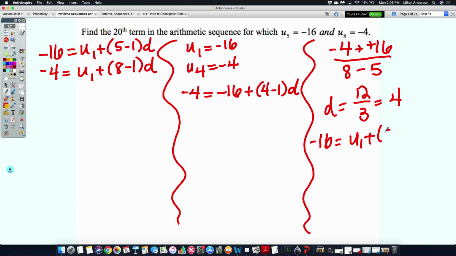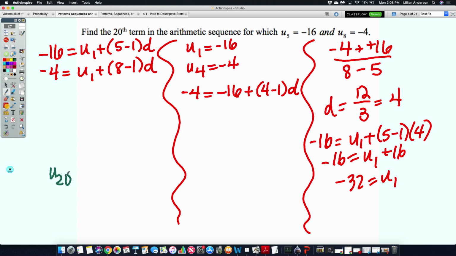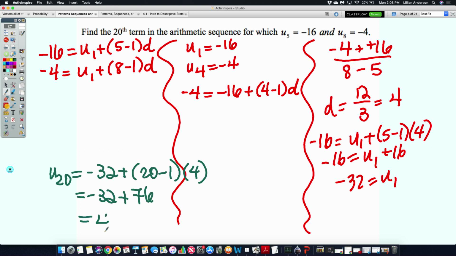Is that what you do, Francisco? How did you remember that? By plugging in, and your first term should have been negative 32. It's the same thing you would get if you did it any one of these other 2 ways. But no matter what, you needed your first term and your common difference to find the 20th term, which it was asking you to find. So you got to make sure that you actually finish off the problem. Common difference was 4. So then that's negative 32 plus 19 times 4, which is 76. So then that would be 44.